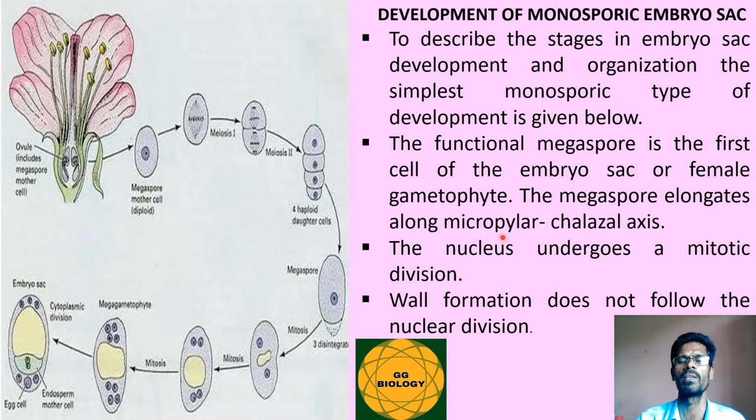So towards the micropyle and toward the chalaza, the embryo sac gets extended and the nucleus undergoes mitotic division. The nucleus undergoes mitotic division and the wall formation does not follow the nuclear division. So there is no wall formation after the nucleus gets divided.